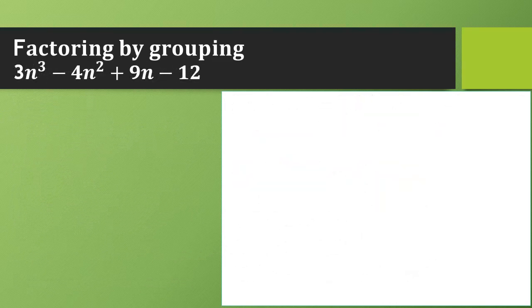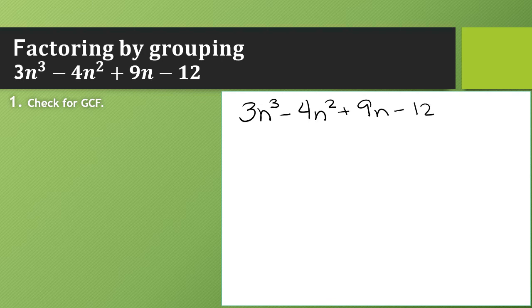All right, let's take the polynomial 3n cubed minus 4n squared plus 9n minus 12. Step 1, take out your GCF. I do not see a GCF, so I'm just going to rewrite my polynomial. 3n cubed minus 4n squared plus 9n minus 12. So now I'm going to put my brackets in.